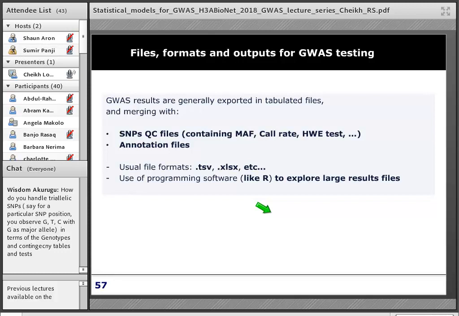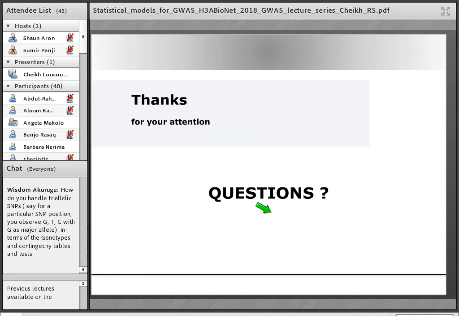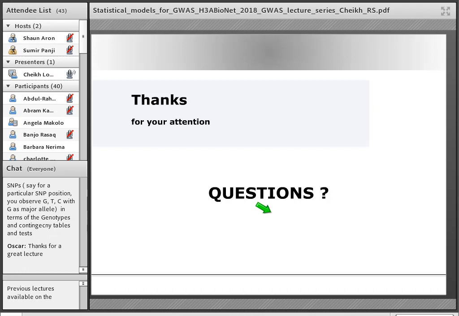File formats and outputs of GWAS are generally exported in tabulated files, because you have a lot of data as results. The results are like an input file for another program. After merging the SNPs with the quality control files in general, and after merging with the annotation file, you can export your results in TSV or Excel files that are subsequently used by other software like R to explore the results, because you have large files for the results. In general, you use software to explore these files.